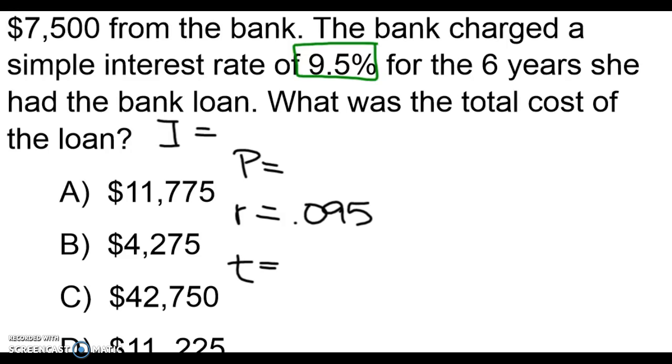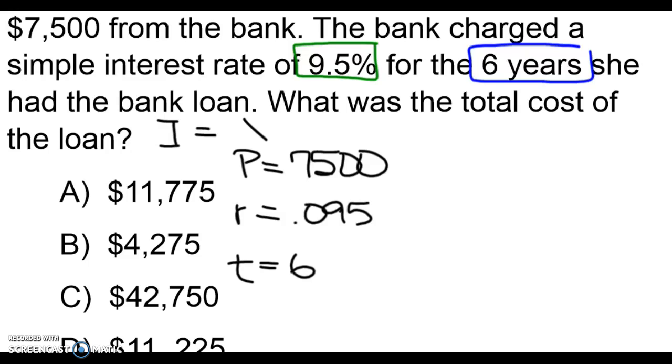The time has to be in years, and it does say 6, so t equals 6. Our principal is anything that you borrow, take out, or get a loan for, and we know that she took out a loan of $7,500. We're missing our interest, so we need to go find that.